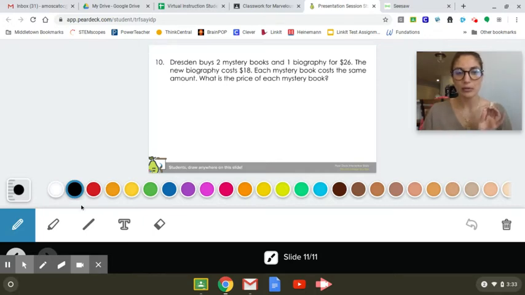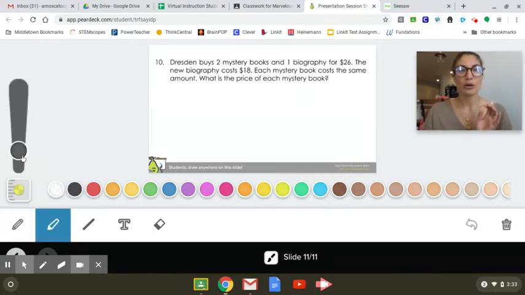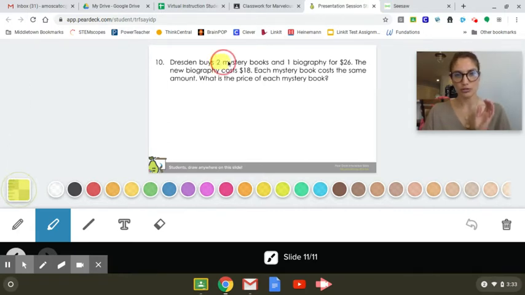Okay, let's read it one more time, going over and highlighting the important information. So Dresden buys 2 mystery books. Do you guys picture that? Hold them. Take 2 books if you need to. And 1 biography, so a separate biography, for $26. So that is how much total money he spent. The new biography costs $18. Each mystery book costs the same amount, so they're equal. What is the price of each mystery book?